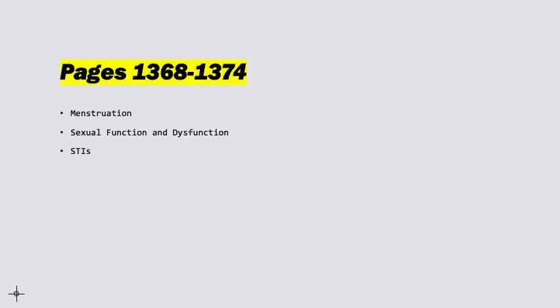Pages 1368 to 1374 cover topics regarding menstruation, sexual function, and dysfunction, as well as STIs. These are topics that you will be covering later in your adult health courses, as well as family-centered nursing, so I'm not going to be covering them in this course.